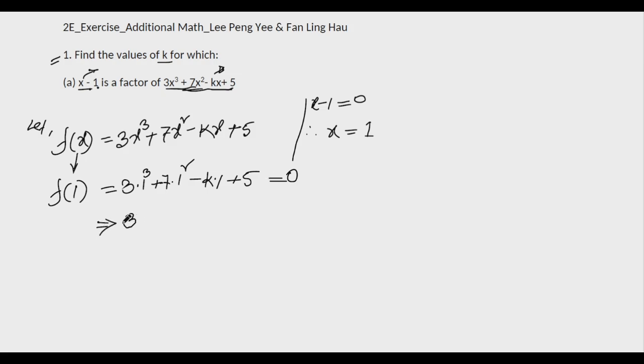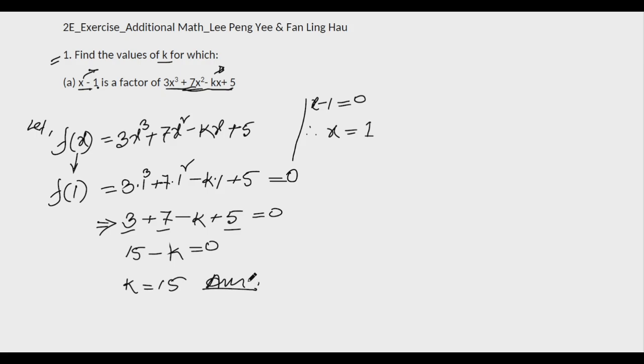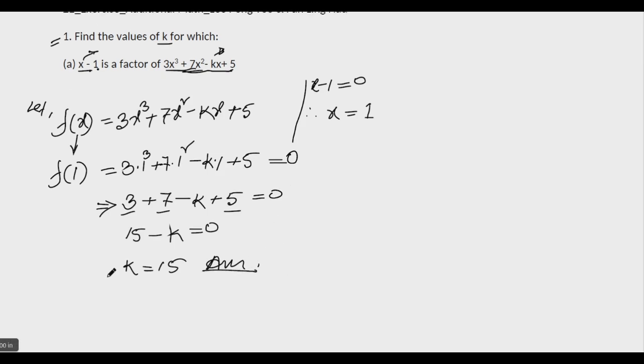Now we can calculate it. We will get 3 plus 7 minus k plus 5 is equal to 0. So if we add 3 plus 7, we will get 10, then plus 5, we will get 15, and minus k is equal to 0. From here we can write k is equal to 15, and this is our final answer. And this is the value of k.